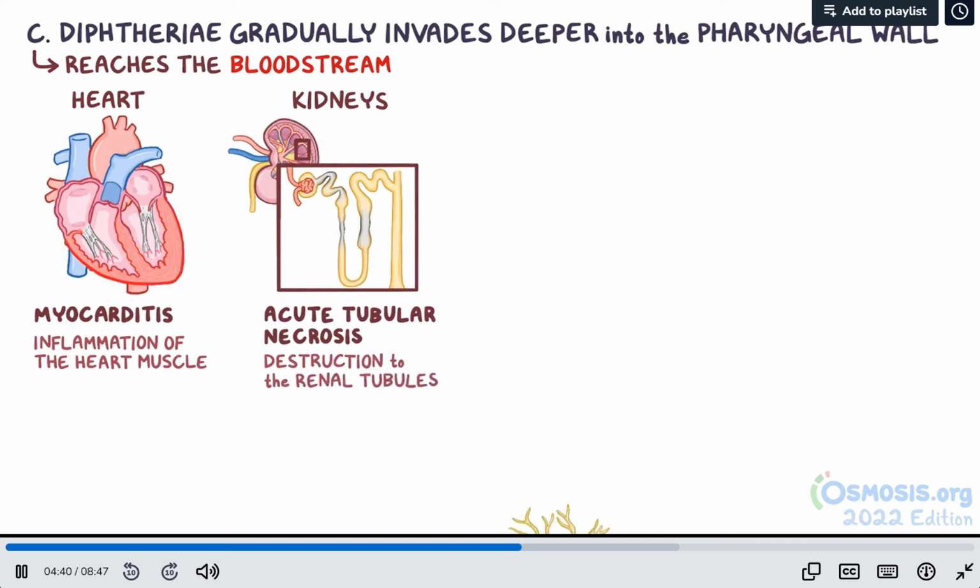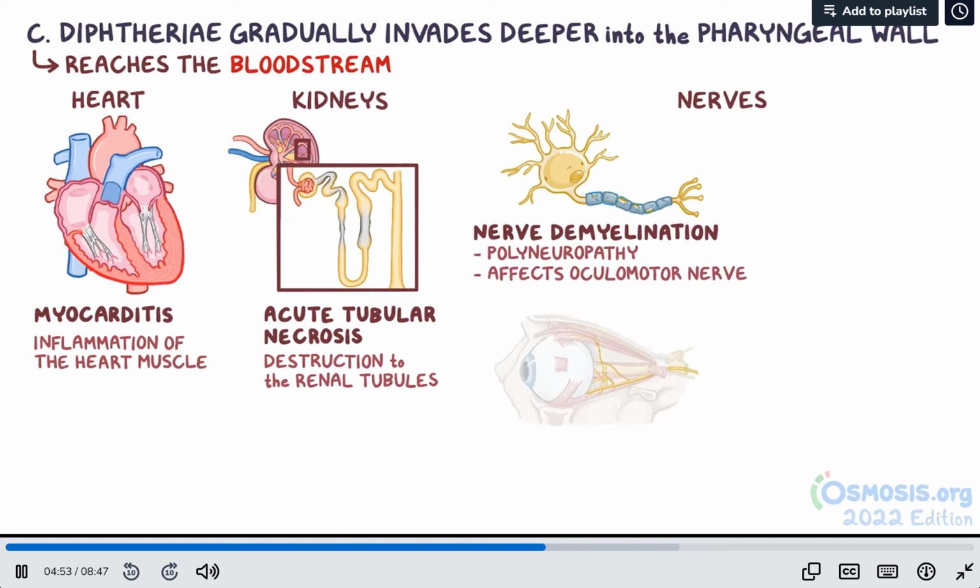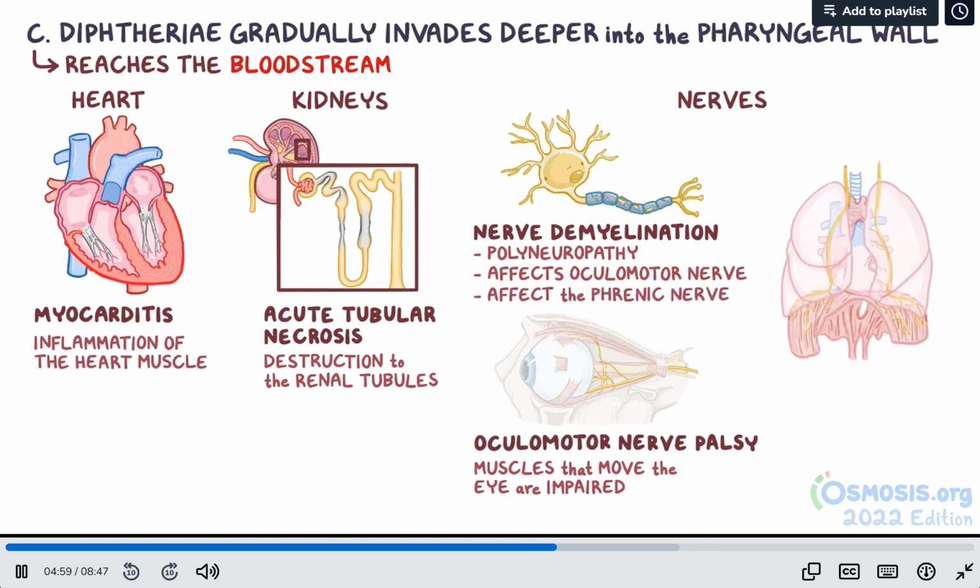C. diphtheriae can also travel to the nerves, causing nerve demyelination, meaning they destroy the myelin sheath covering the nerve axons, which leads to polyneuropathy. Diphtheria polyneuropathy usually affects the oculomotor nerve, causing oculomotor palsy, meaning the muscles that move the eyes are impaired. It can also affect the phrenic nerve, which innervates the diaphragm, and in this case, it might cause trouble breathing.